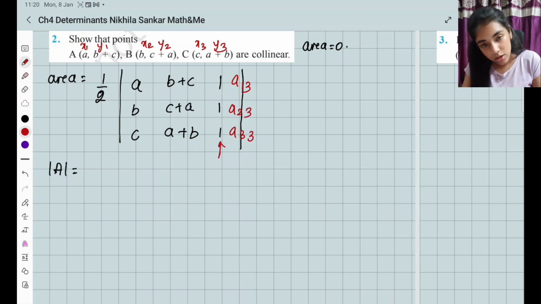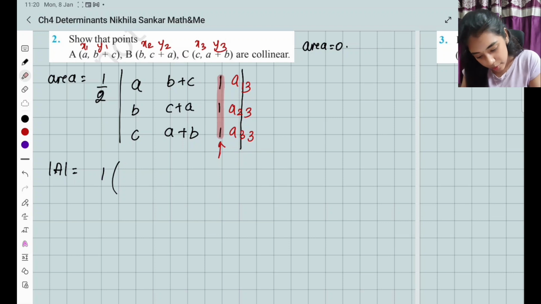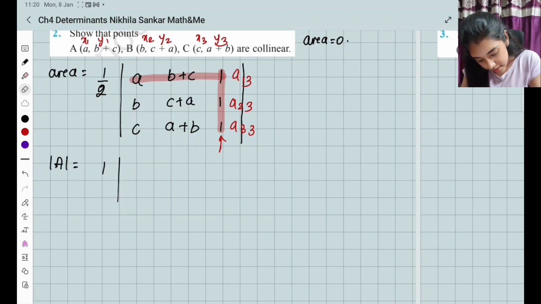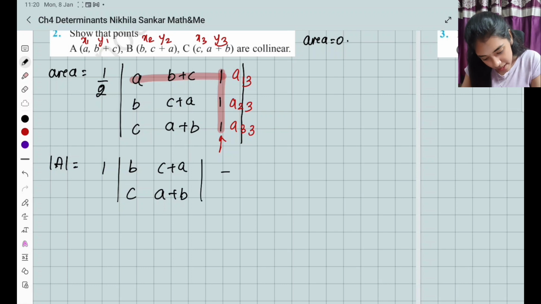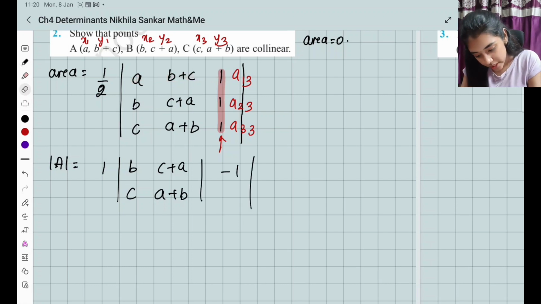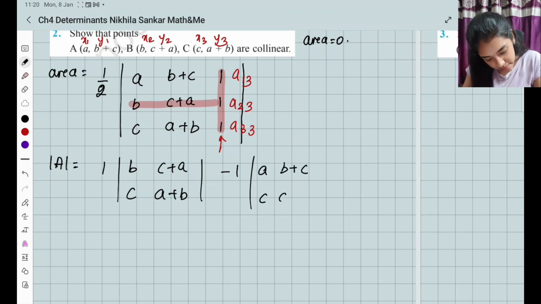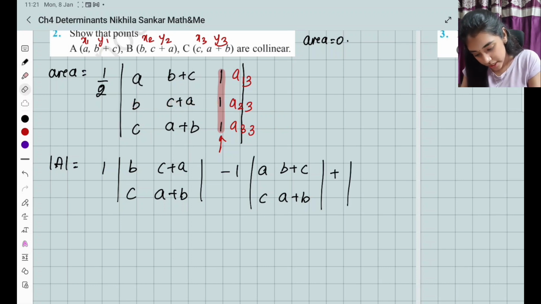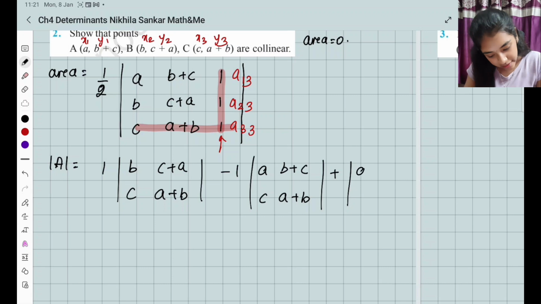So according to column 3 பண்ண போறோம் நம்ம. So column 3 வச்சு பண்ணா what am I going to have? 1 times I can hide this. So இந்த column எப்பவுமே hide ஆயி தான் இருக்கும். இப்போ first row hide பண்ணா I'll be left with determinant of B, C plus A, C, A plus B, minus 1 into, இப்போ I'm going to erase the first row and hide the second row. Okay, so I'll be left with A, B plus C, C, A plus B, then plus 1 times I'm going to erase this and hide the last row. Okay, so I have A, B plus C, B, C plus A.